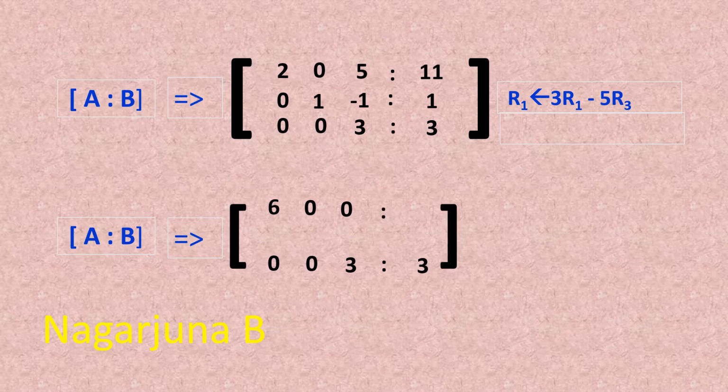Next, 3R1. So 3 into the fourth element, that is 11, 3 into 11 is 33, minus 5 into the fourth element of R3, which is 3. So 5 into 3 is 15. So 3 into 11 is 33, minus 15. 33 minus 15 is equal to 18.